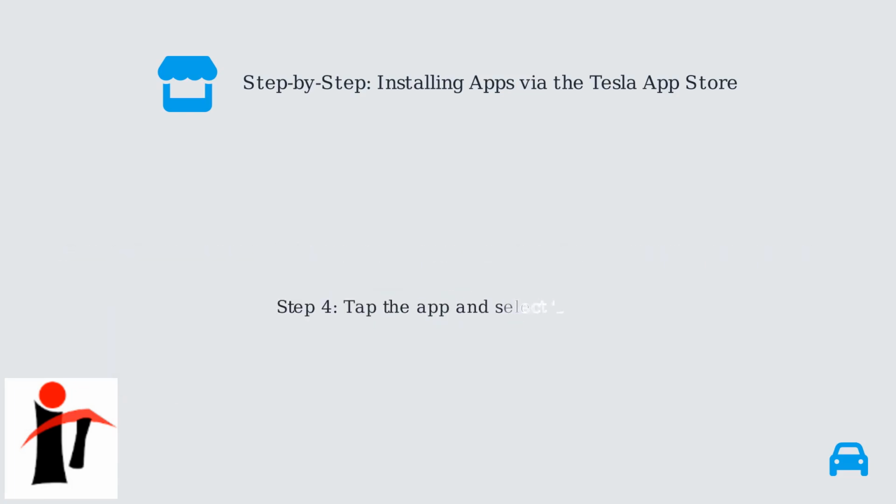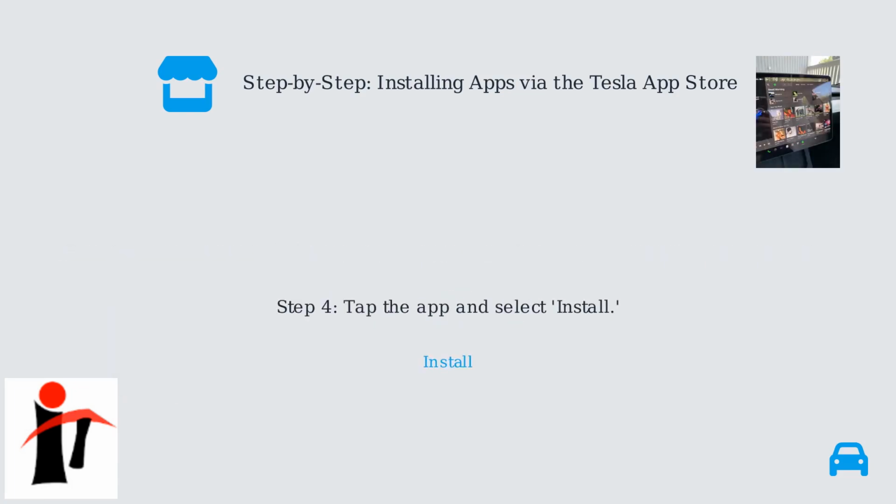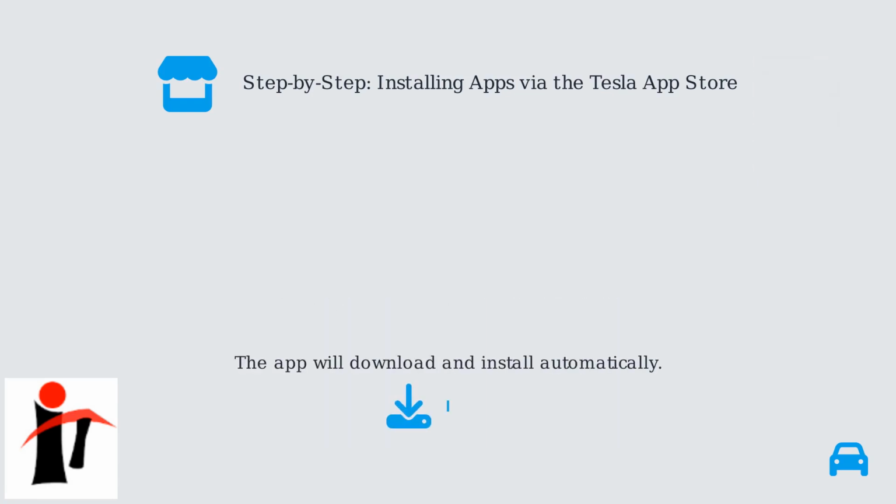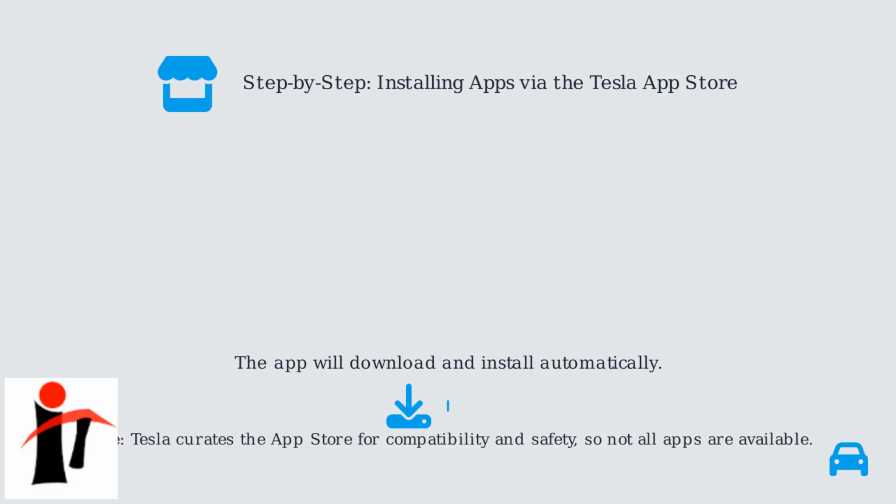Tap the app and select Install. The installation process begins with a simple tap. The app will download and install automatically. You'll see progress as it completes. Note that Tesla curates the App Store for compatibility and safety, so not all apps are available. This ensures a secure and optimized experience.